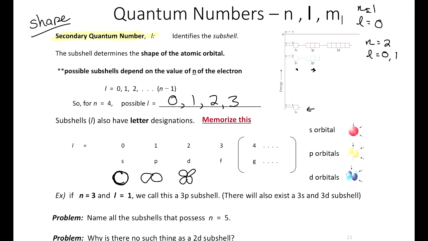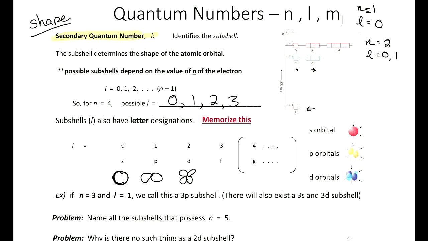So pretend we have just a balloon, and we have an L of 0. How many times do we twist the balloon? 0 times. What shape do you have? A sphere. Is that what an s orbital looks like? Yes, it does. Okay. So L of 1 means how many times we twist the balloon? Once. So take the balloon, twist it, what does it become? It looks like a dumbbell, right? Yes.